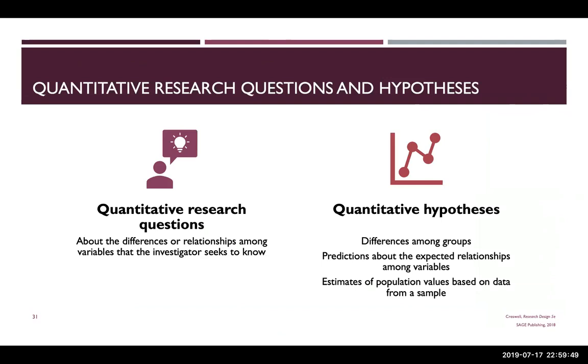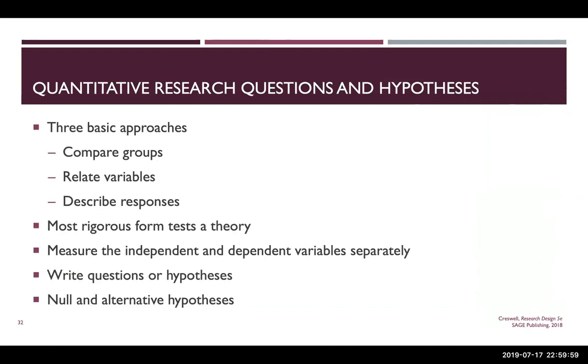Quantitative research is about differences or relationships among variables. We want to look at, with our hypotheses, what are the differences, the predictions, or the estimates. So three basic approaches: compare, relate, or describe. This type of research really tests theories about phenomena.